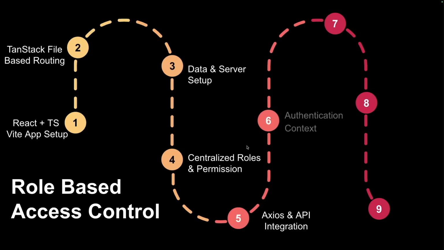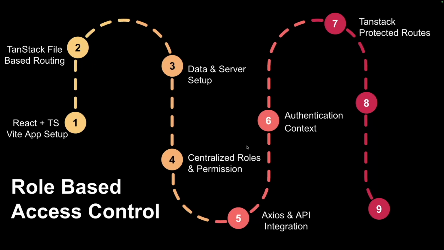After that, we are going to have the authentication context using the Context API. This context will help us to have the user login, logout, and permission features throughout our application. After that, we are going to have the TanStack protected routes, where we are going to protect our routes only for the authenticated users or the users which have the proper permissions.